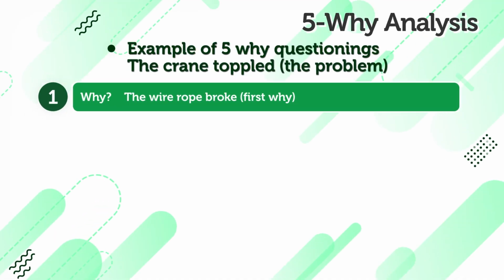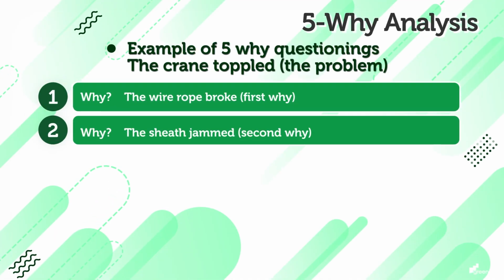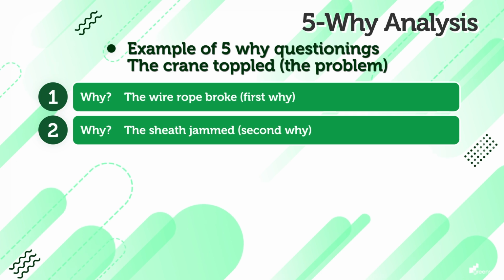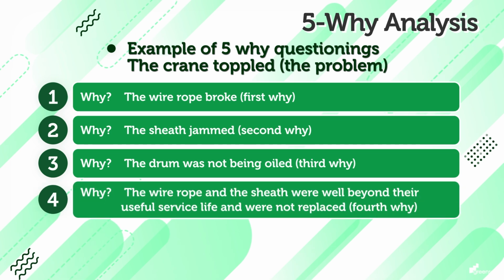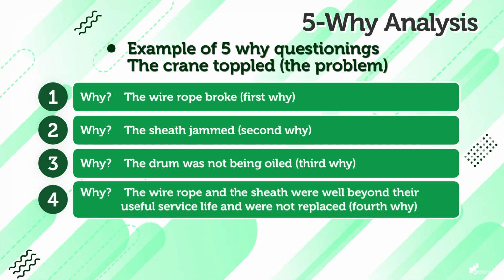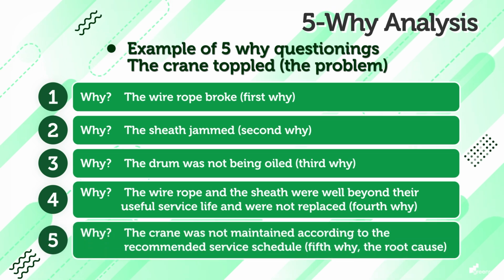Why? The wire rope broke. Why? The sheath jammed. Why? The drum was not being oiled. Why? The wire rope and the sheath were well beyond their useful service life and were not replaced. Why? The crane was not maintained according to the recommended service schedule. With the fifth why, you would have finally struck upon your root cause.